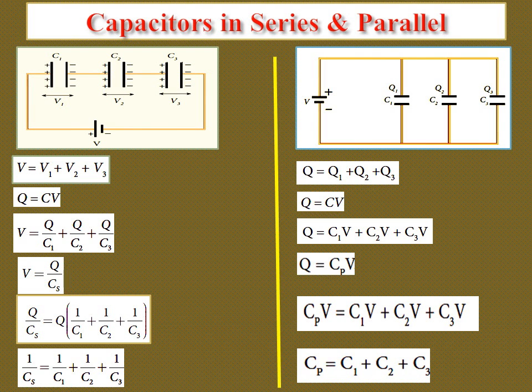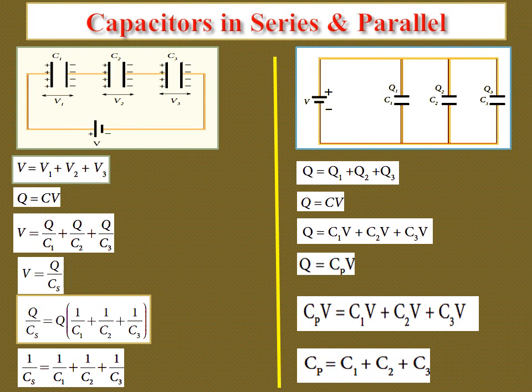Therefore, how do you summarize? The inverse of the equivalent capacitance CS of 3 capacitors connected in series is equal to the sum of the inverses of each capacitance. That is, 1 by CS is equal to 1 by C1 plus 1 by C2 plus 1 by C3. This equivalent capacitance CS is always less than the smallest individual capacitance in series.